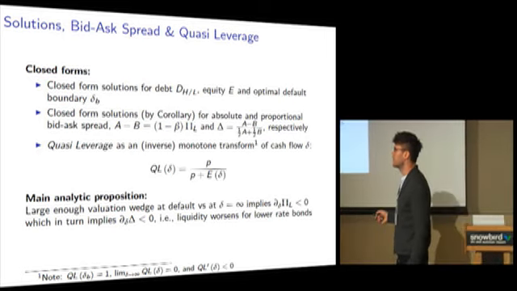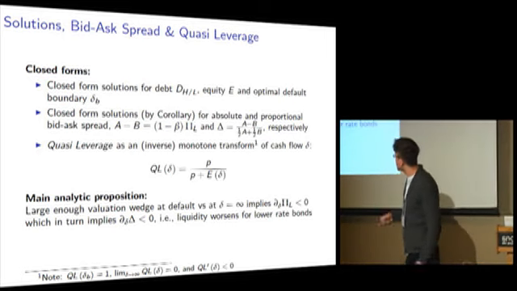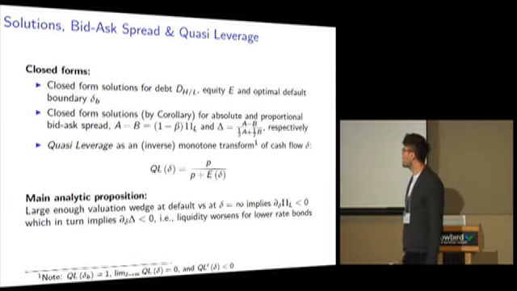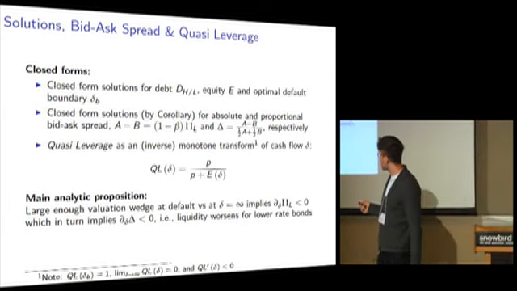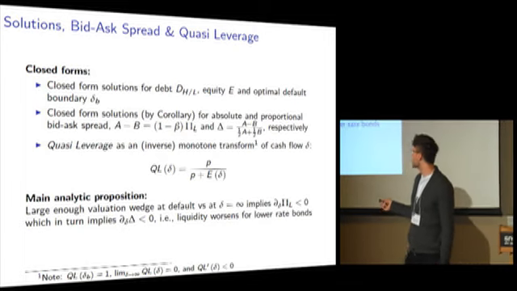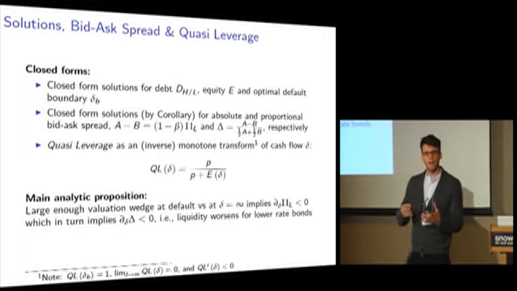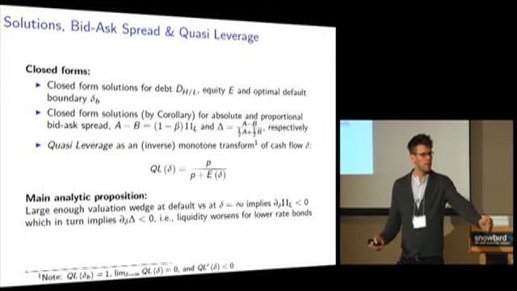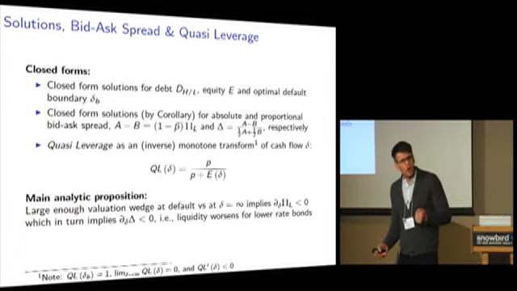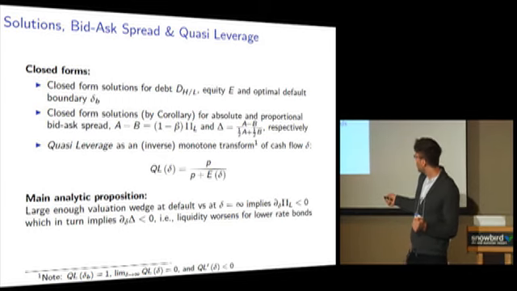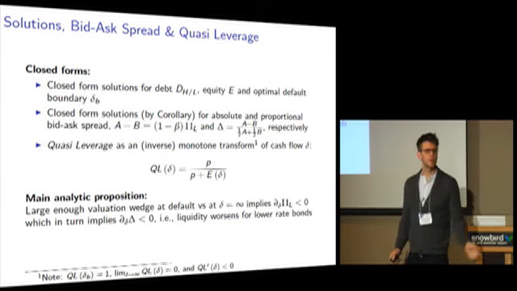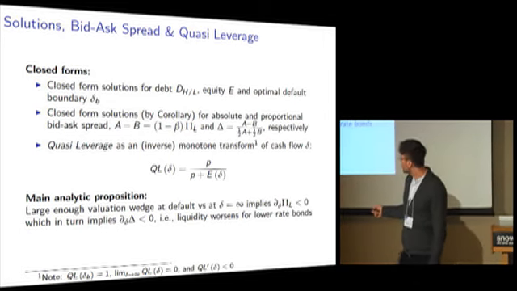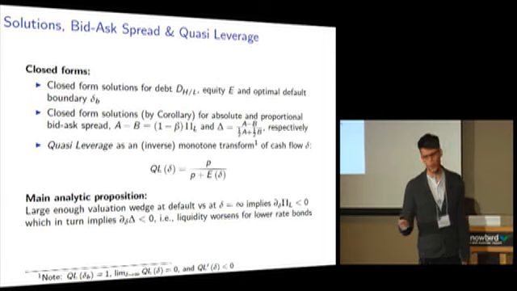Okay, so we have closed forms essentially for debt, equity, and optimal default. Also closed forms for the bid-ask spread. Now, what we can show is that quasi-leverage is essentially an inverse transform of the cash flow state. So very high cash flow states mean very low quasi-leverage, and when you are almost at the default boundary, quasi-leverage is almost 1. Okay? So we have some main analytical proposition on the bid-ask spread that I'm not going to go into.